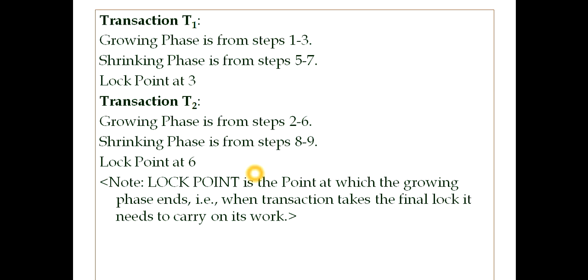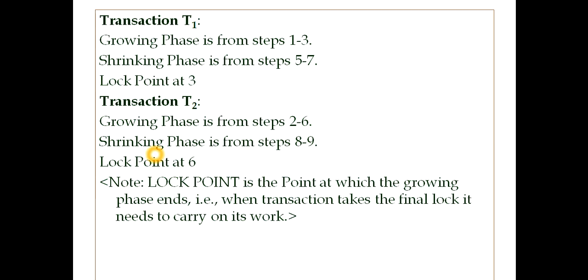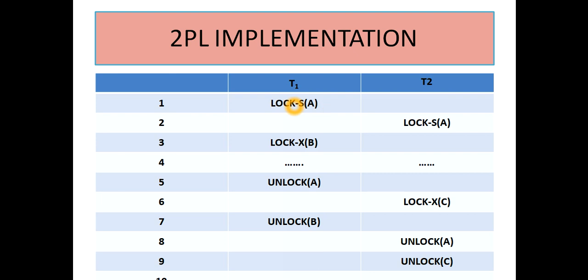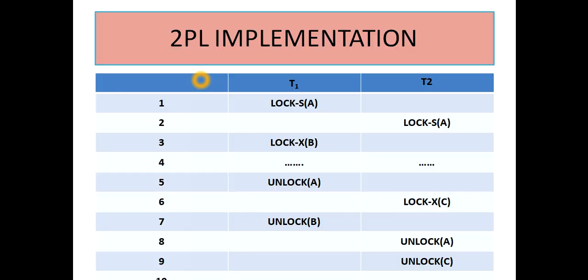Now we can analyze it in this way. What will be the growing phase of transaction T1? Please first try to recognize it yourself. Do remember, growing is when the locks are being acquired, and shrinking is when the locks are being released. You have seen that it is 1 to 3: lock S on A, lock X on B at 3. So this will be our growing phase.